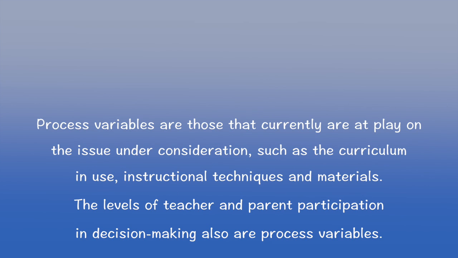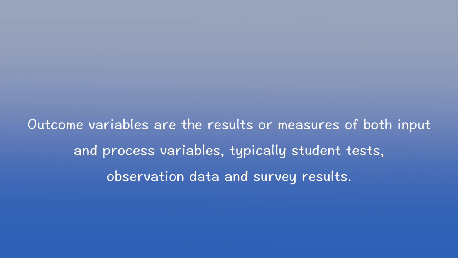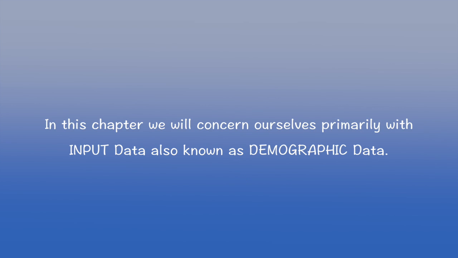Process variables are those that currently are at play on the issue under consideration, such as the curriculum in use, instructional techniques and materials. The levels of teacher and parent participation in decision-making also are process variables. Outcome variables are the results or measures of both input and process variables, typically student tests, observation data and survey results. In this chapter we will concern ourselves primarily with input data, also known as demographic data."